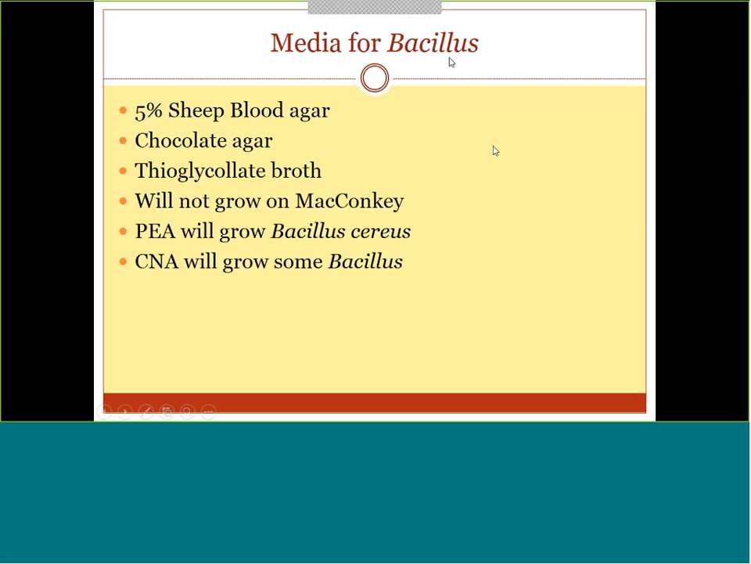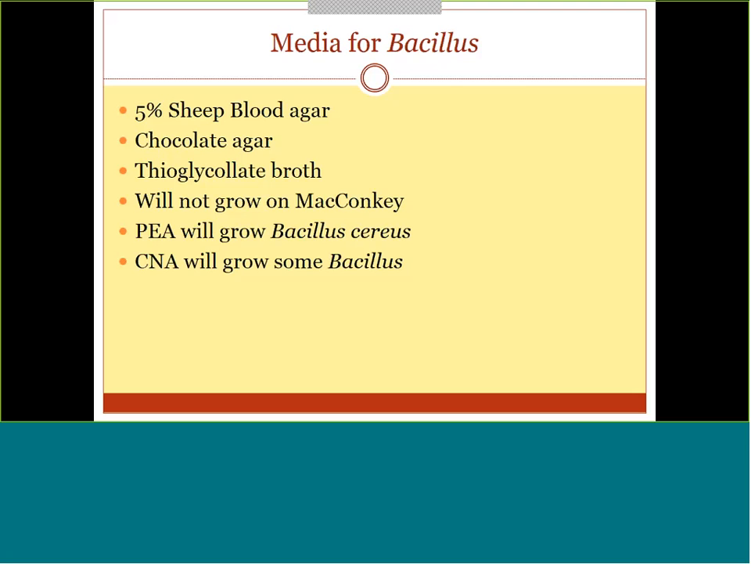All right, so to grow Bacillus in general, to grow Bacillus anthracis and Bacillus cereus, of course, sheep blood and chocolate work great. They grow pretty much everything, right? Thioglycolate broth is also another really good supportive broth, so that will also grow it. Now, these are gram-positive rods, so they will not grow on MacConkey agar because MacConkey grows gram-negatives. Bacillus can grow a little bit on PEA or CNA agar because those do grow gram-positives.